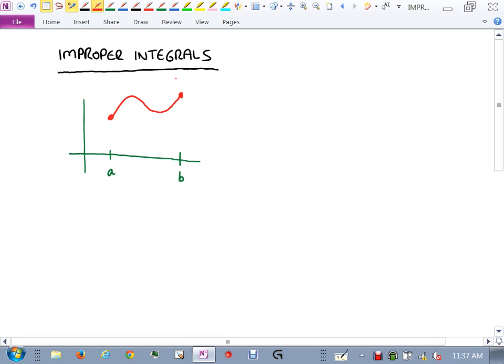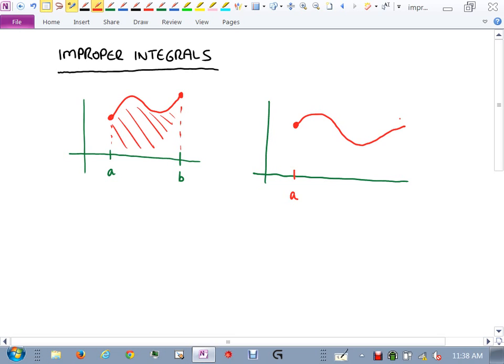But what if we want to do something like this instead? What if I'd like to see what happens? By the way, I was trying to find that area, right? Under here. What if I want to take my function, I do want to start at A, and then I don't want to stop. I just want to keep going to the right forever. And I want to find the area forever to the right.